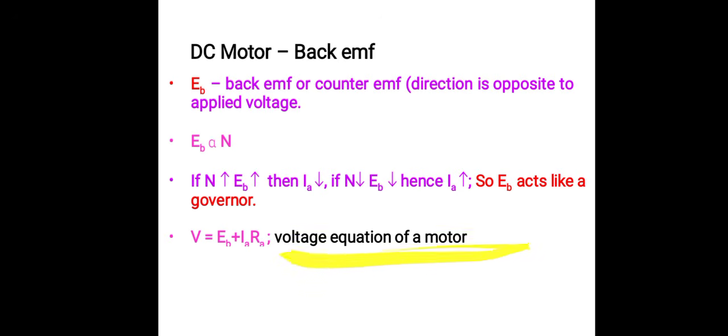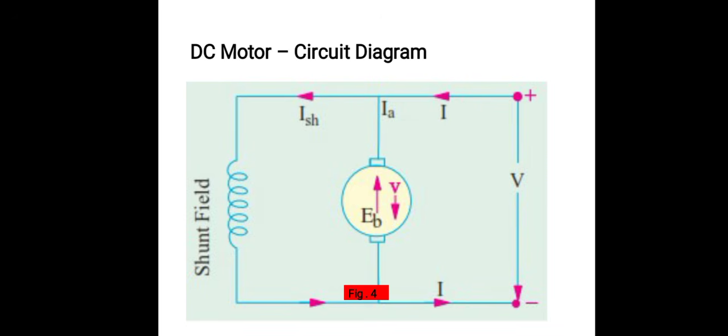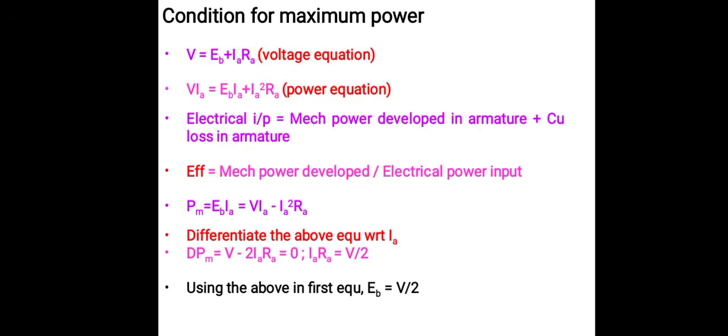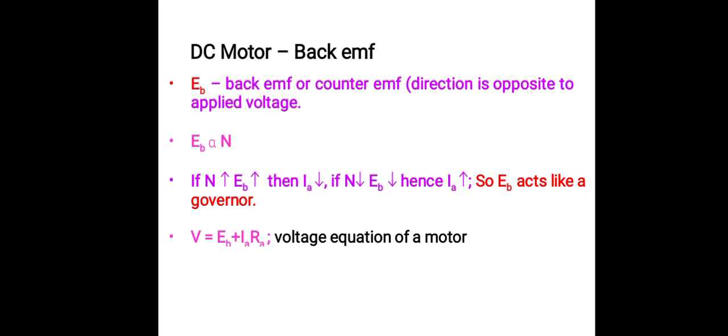And the voltage equation of a DC motor: you are giving V, the supply voltage. In that supply voltage, due to armature resistance, there is a voltage drop, that is IaRa. So V minus IaRa. Against that V minus IaRa, the Eb is produced. So Eb is equal to V minus IaRa, or V is equal to Eb plus IaRa.